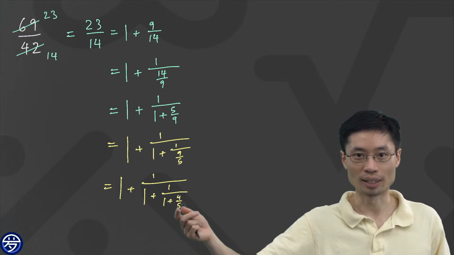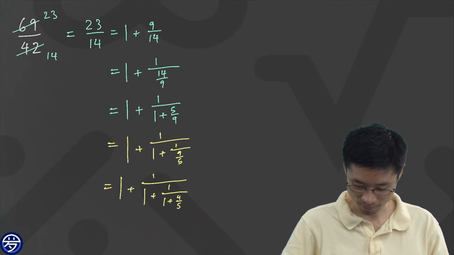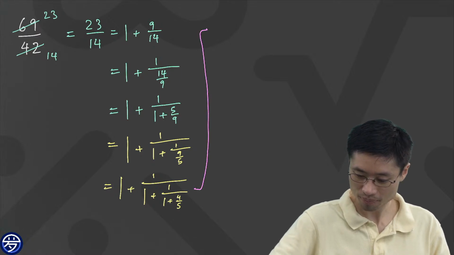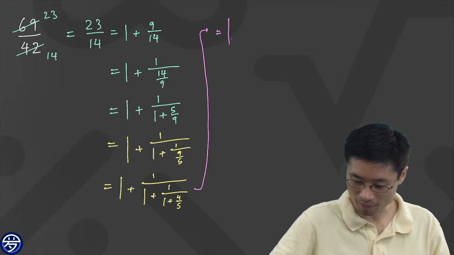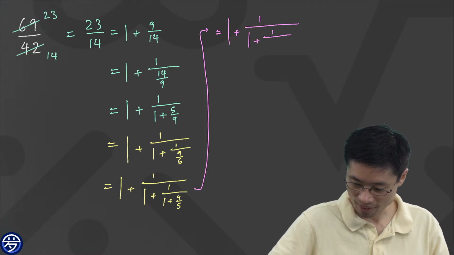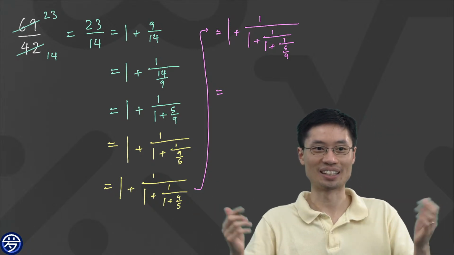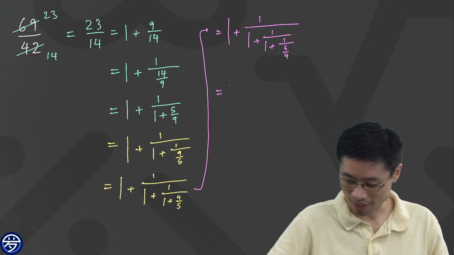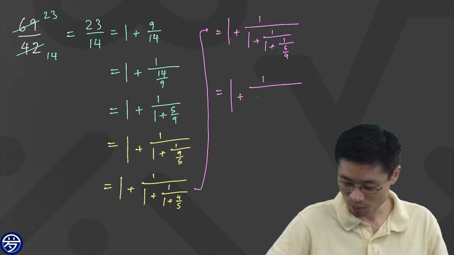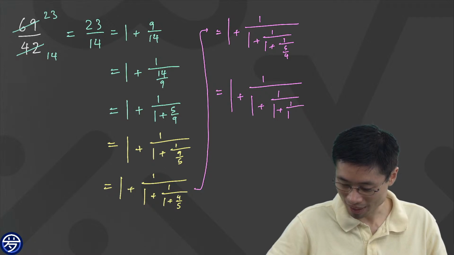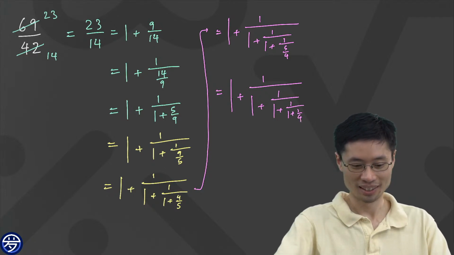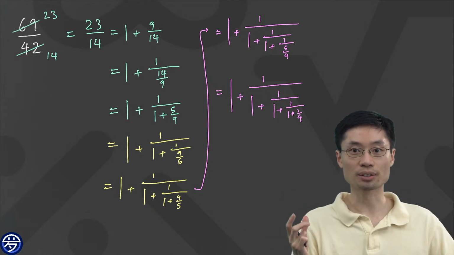Okay, so if I continue, I have to do a 1 over 5 over 4. So let's keep going. This is equal to 1 plus 1 over 1 plus 1 over 1 plus 1 over 5 over 4. And finally, let's go and write the whole thing. So we have 1 plus 1 over 1 plus 1 over 1 plus 1 over 1 plus 1 over 4. Okay, and it ended.